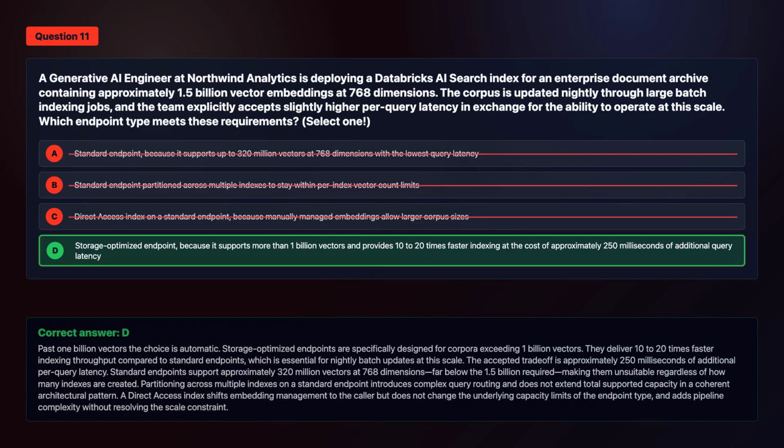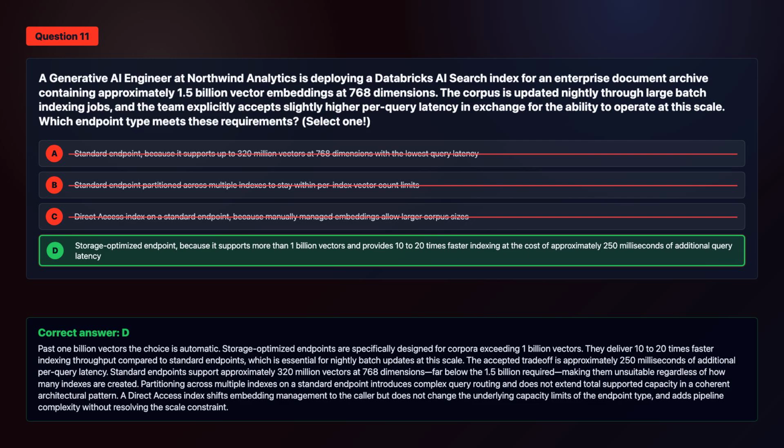The correct answer is option D. Past 1 billion vectors, the choice is automatic. Storage-optimized endpoints are specifically designed for corpora exceeding 1 billion vectors. They deliver 10 to 20 times faster indexing throughput compared to standard endpoints, which is essential for nightly batch updates at this scale. The accepted trade-off is approximately 250 milliseconds of additional per-query latency.